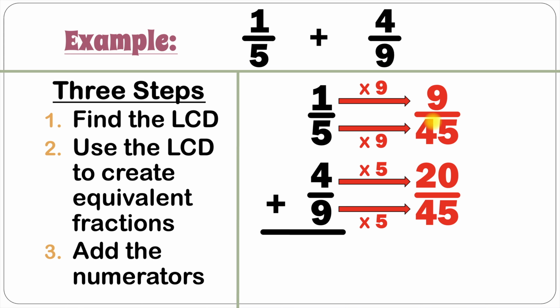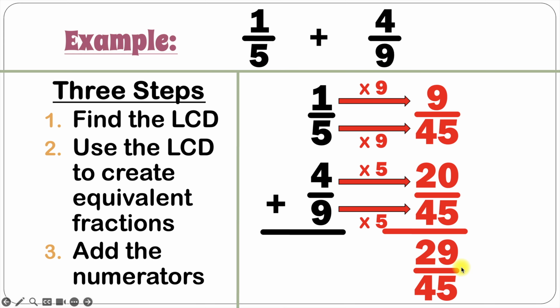Now that we've got our equivalent fractions, we can go to step 3, which is just to add the numerators. So we've got 9 plus 20, and that gives us 29. And the denominator will just stay the same. So our final answer is 29 over 45.